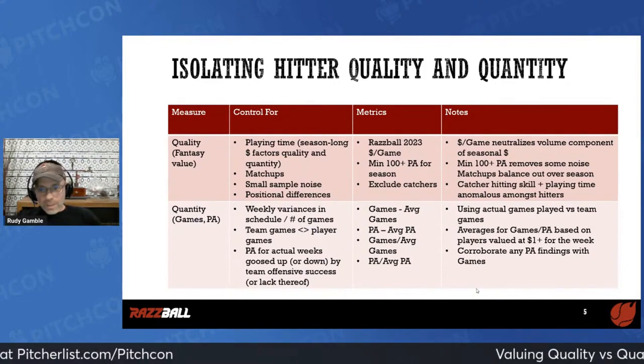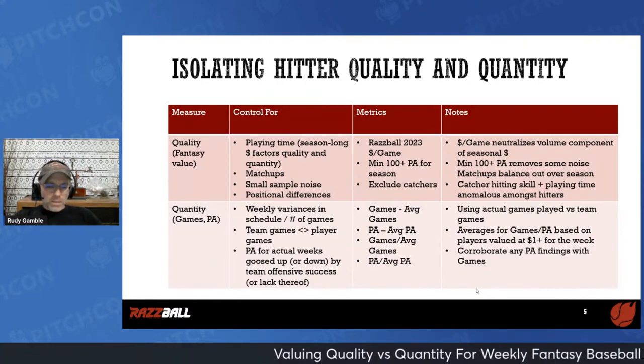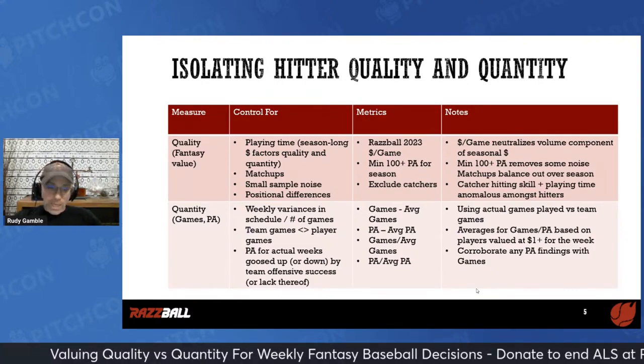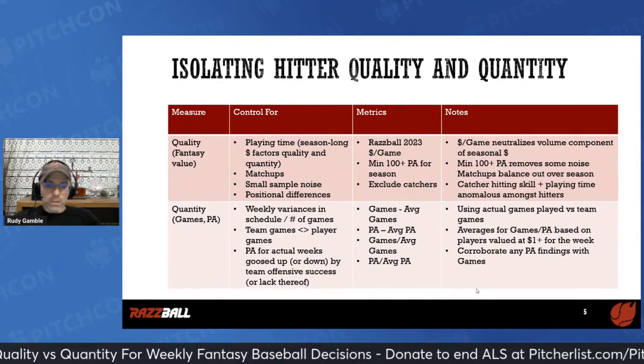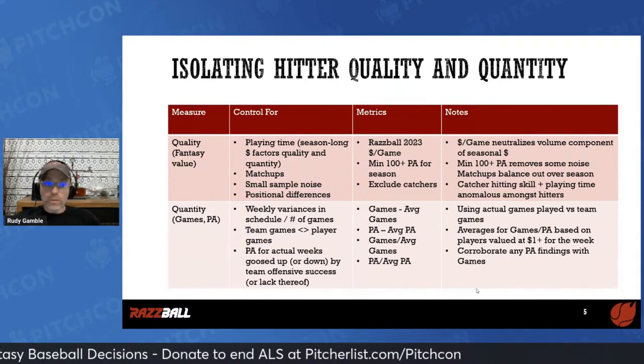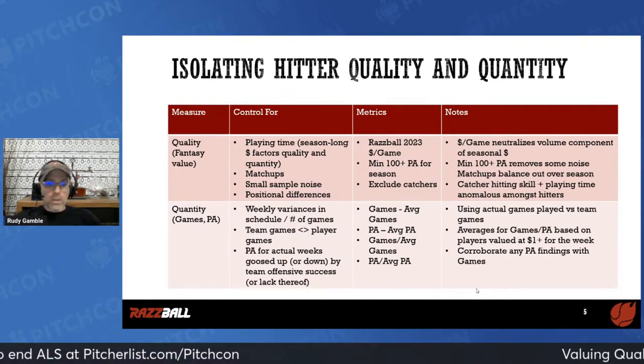And the last thing here is when we're talking plate appearances, always check it against games as well, because games are not going to be as biased by the one week where this team just blew up and got a ton of stats, or vice versa. They did awfully, and so they had lower plate appearances.